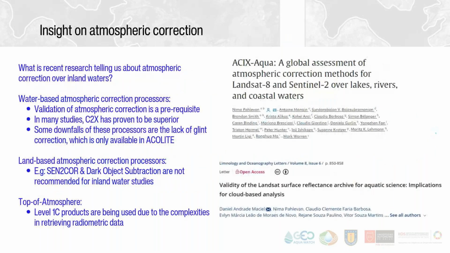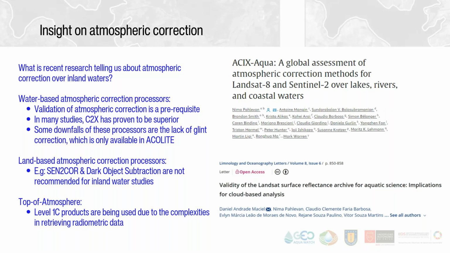Let's see. So most of our knowledge is gained through reading, and there are many studies that provide insights on atmospheric correction. The most recent knowledge that we have has taught us that validation of atmospheric correction is, or should be, a prerequisite for our workflows. Within the water-based atmospheric correction methods, C2X is one of the most recommended for inland waters. Some limitations in this area are, for example, sun glint correction, which is only provided by AquaLight at this moment. And regarding the land-targeted atmospheric corrections, these are methods that are not usually recommended for inland water quality studies or for waters in general.